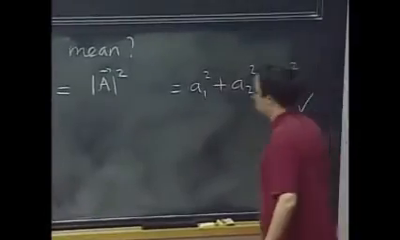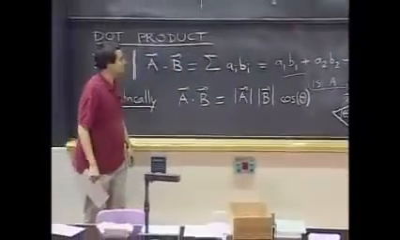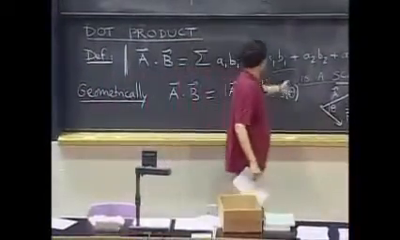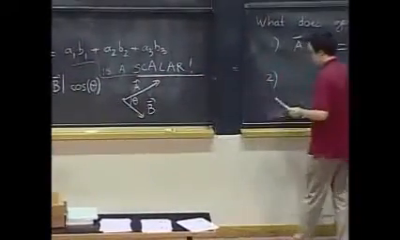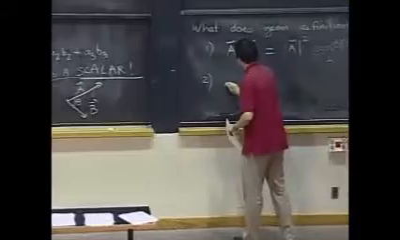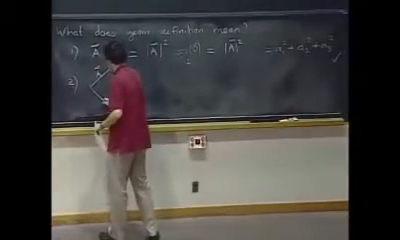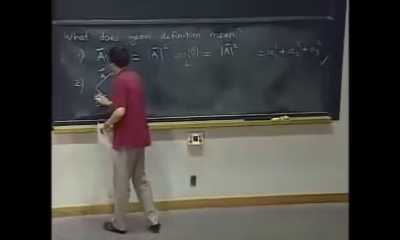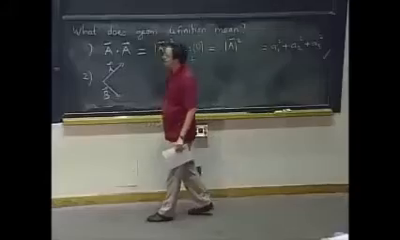So check. That works. Okay? Now, what about two different vectors? Can we understand what this says and how it relates to that? So let's say that I have two different vectors, A and B, and I want to try to understand what's going on.